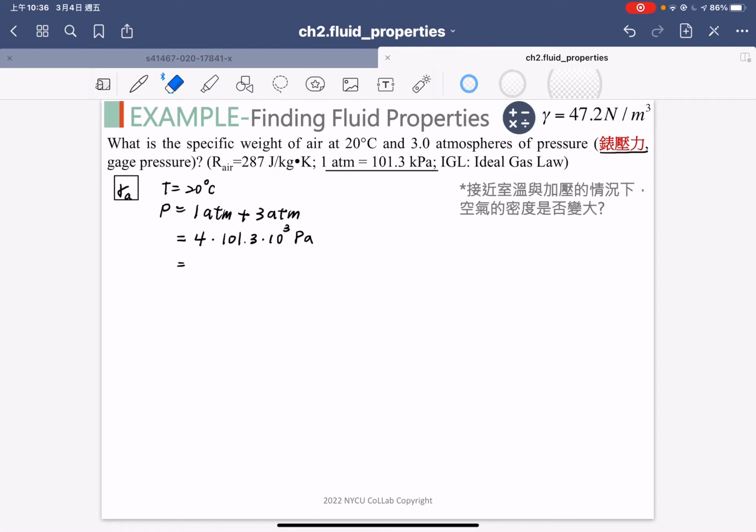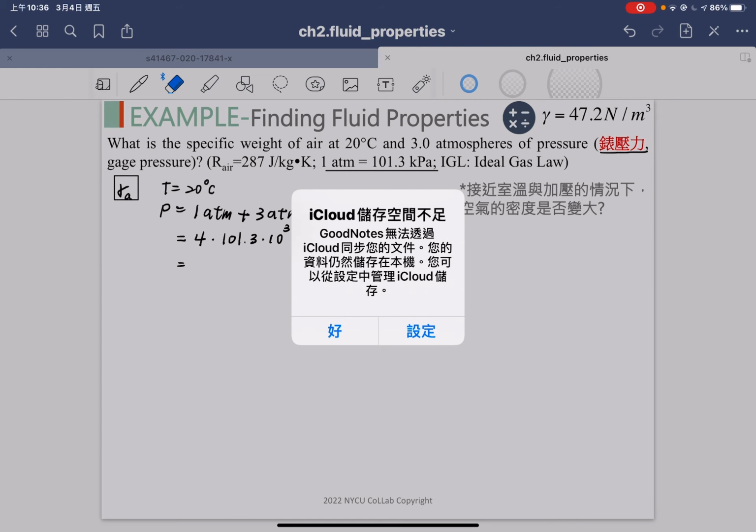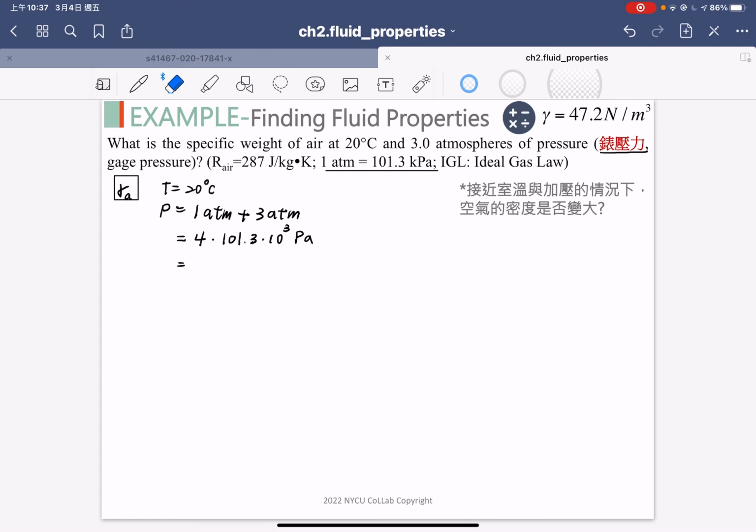Sorry, I forgot to bring my calculator. Do you have one? No memory function? Okay, so you can compute by yourself.